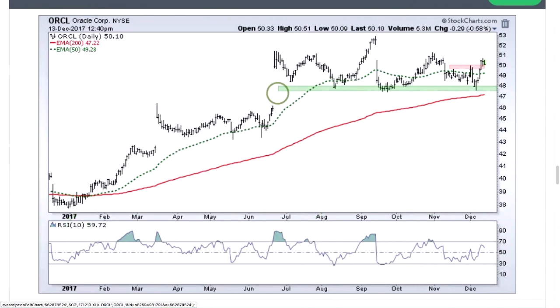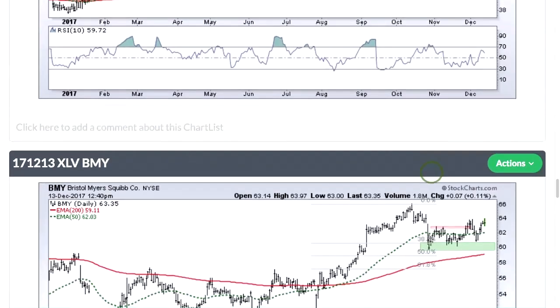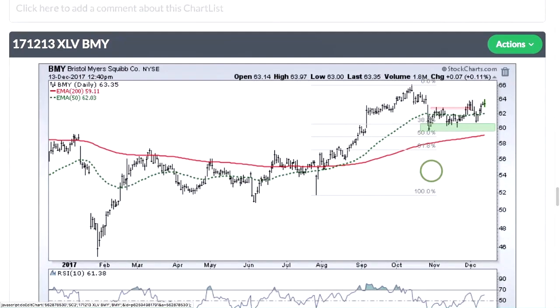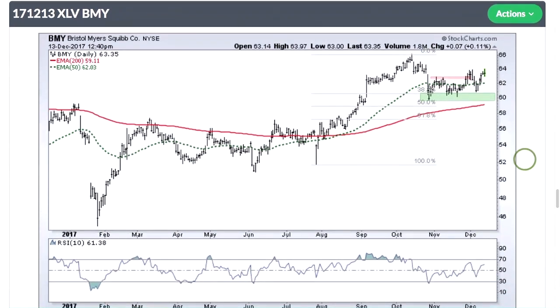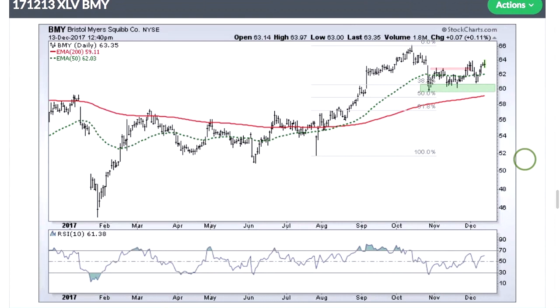This is Oracle. Now, it hasn't done anything since June, but holding support, 50 days above the 200 day, and look at that surge off support. So it looks like Oracle wants to do something here. And next up, we have a group of pharmaceuticals because, as Aaron noted at the beginning, healthcare is looking more and more healthy. XLV has had a nice move. And so these next charts are going to highlight some of the bigger pharmaceutical names. We have Bristol Myers.